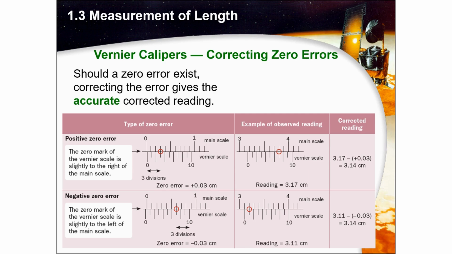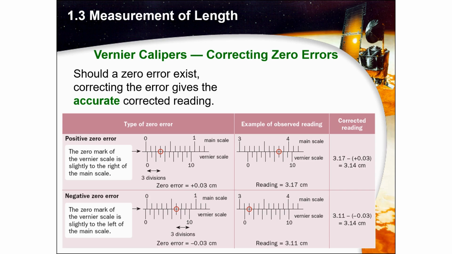So we see here, when should we have the correction? 3.17, we minus, because remember, positive zero error. So we count that as plus 0.03. Remember, still remember, hopefully? Okay, that's good. Next.